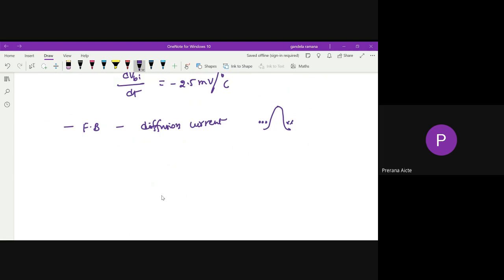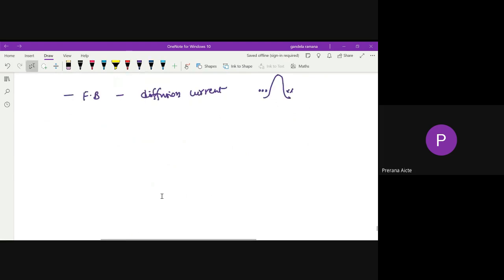So what are the characteristics of this forward bias? Here this axis is voltage and this one is current. When the voltage is greater than the built-in potential, the current starts to increase. Here is the cut-in voltage, after which the current increases. This is called the cut-in voltage, knee voltage or threshold voltage.